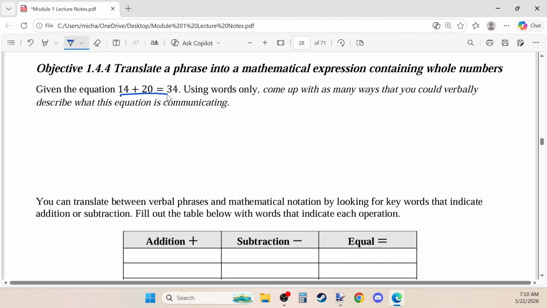Given this equation, using words only, come up with as many ways as you can to verbally describe what this equation is communicating. So as I said, there are two skills that we really need to focus on here. One is going between words and numbers. I have this thing written out in numbers and symbols. How do I write that in words?